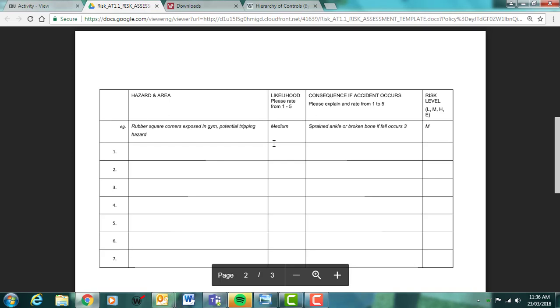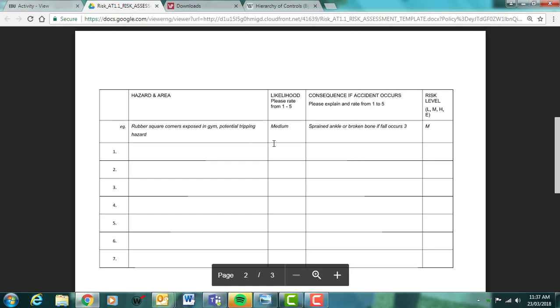With the likelihood, they should rate that between 1 and 5 and then align that with what it says up the top. For the consequences, what is their explanation of what the consequence could be or their understanding of it, and again rate that between 1 and 5, and then use the table above to put that into a risk level category.